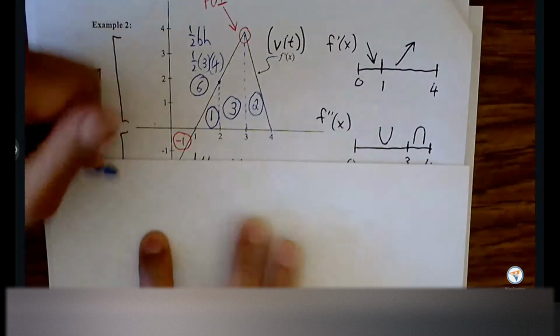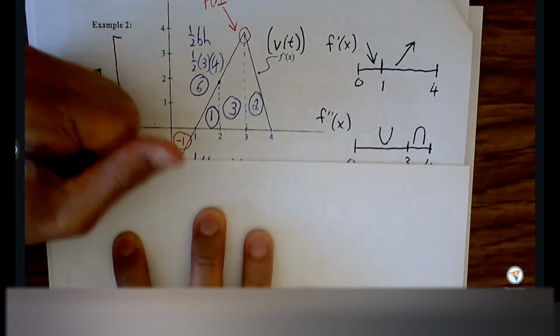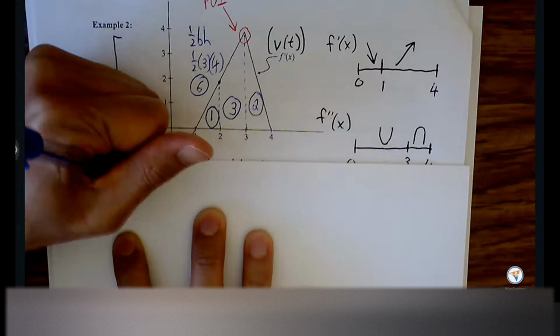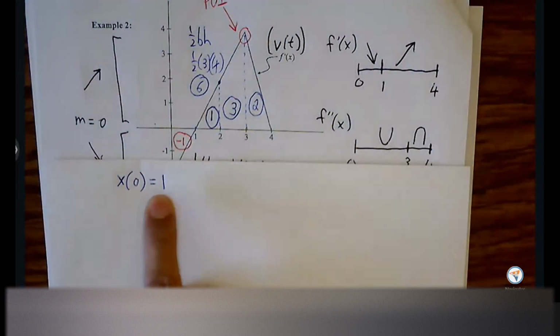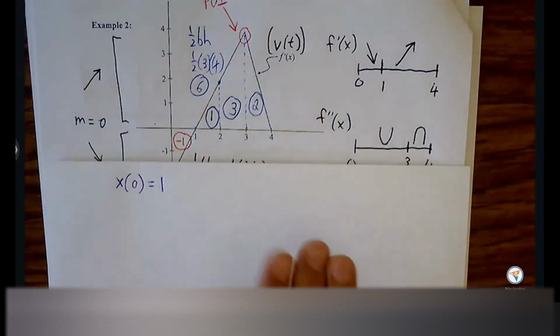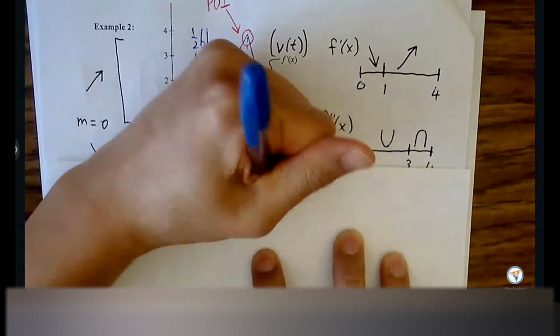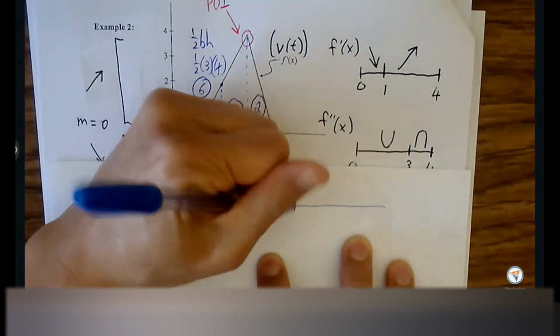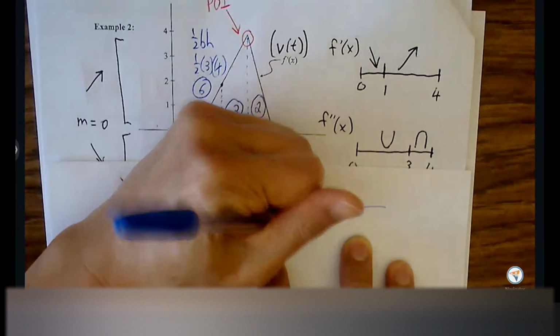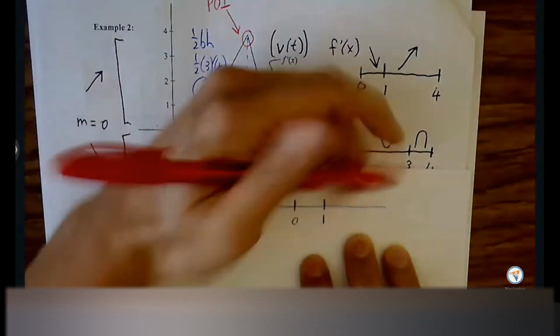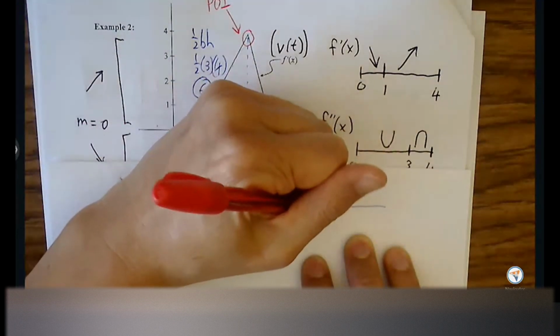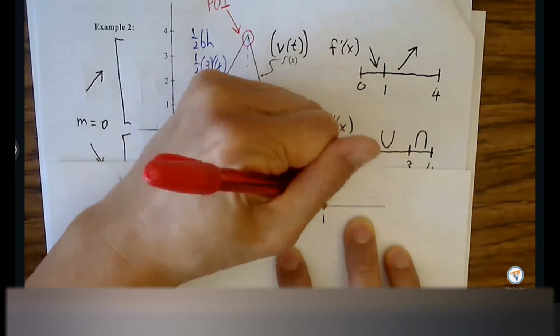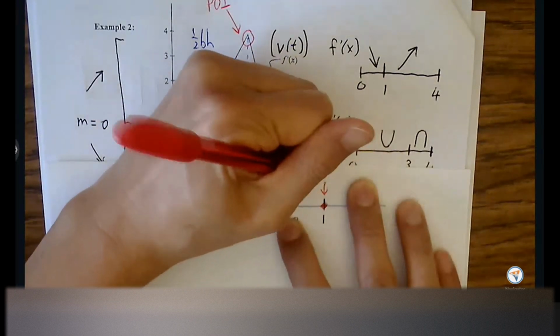Okay, so let's say initially the object is going to start off at 1 on the number line. So I'm just going to draw this. So no calculus yet. I just want us to be able to visualize this before we go further. So we're going to start here.